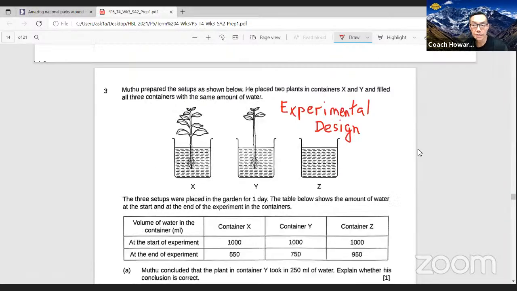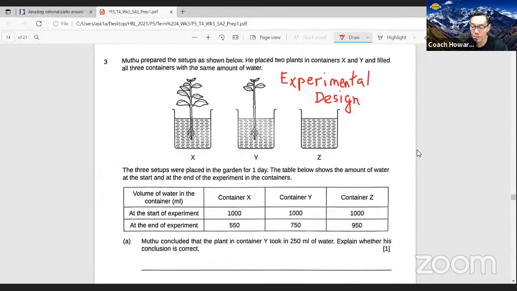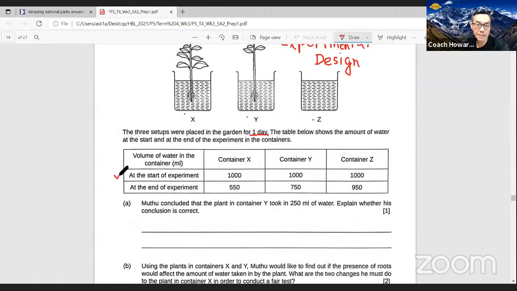Okay, this question as shown here is considered an experimental design. They say that Muthu prepared the setup as shown, so there are three setups, X, Y, and Z. The three setups were placed in the garden for 1 day. Underline this. And the table below shows the amount of water at the start and end of the experiment. So can you see this is the start, this is the end. And you notice all begin with the same amount, right? Is 1000 ml. So this one has at least container X.